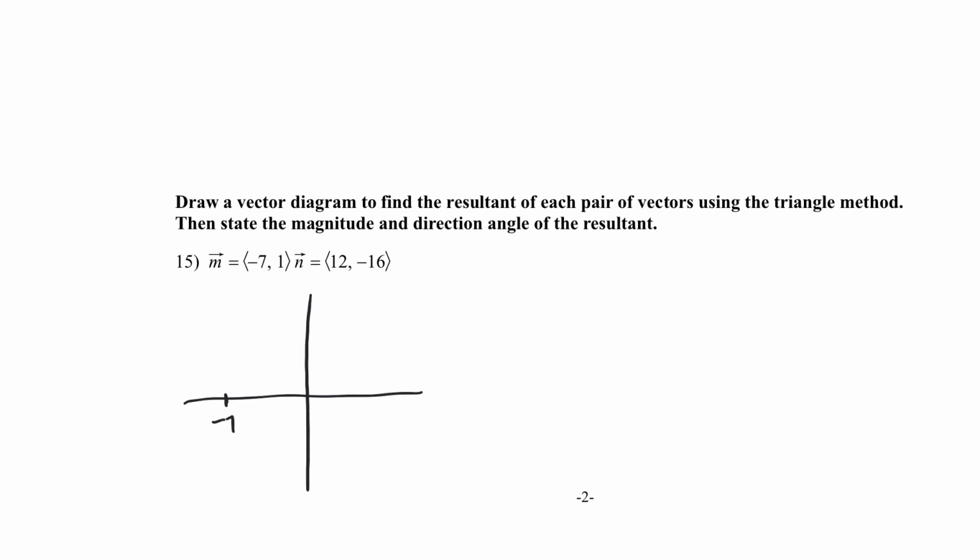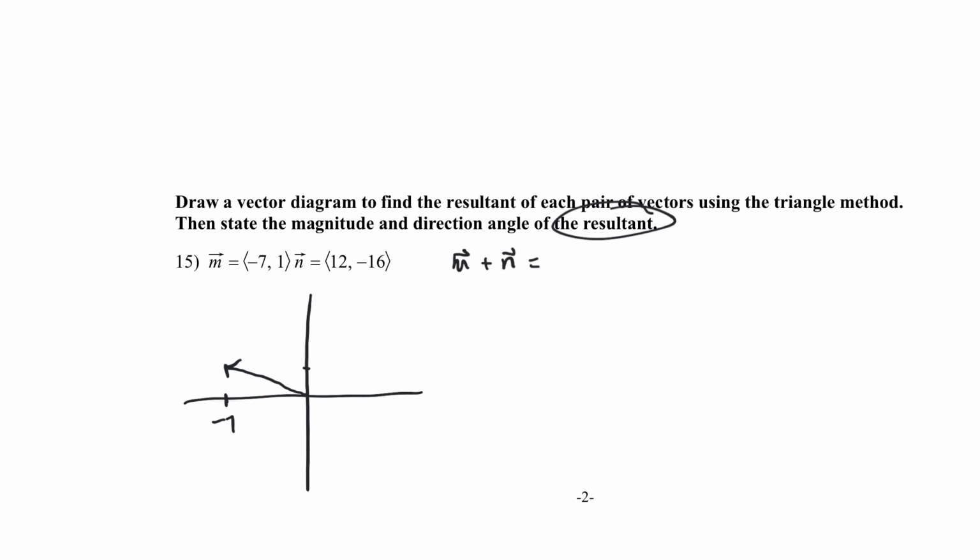So I'm going to go over negative 7 and up 1. So we're going to end up here. We're going to start at the origin to begin with. Really what we're doing here is m plus n, because we want the resultant of this vector. So we're going to be combining the vectors, and by default, we're adding them together. They should have written that down. I don't know why they didn't.